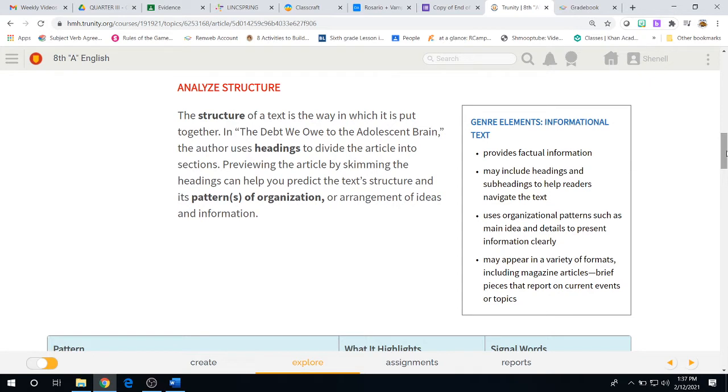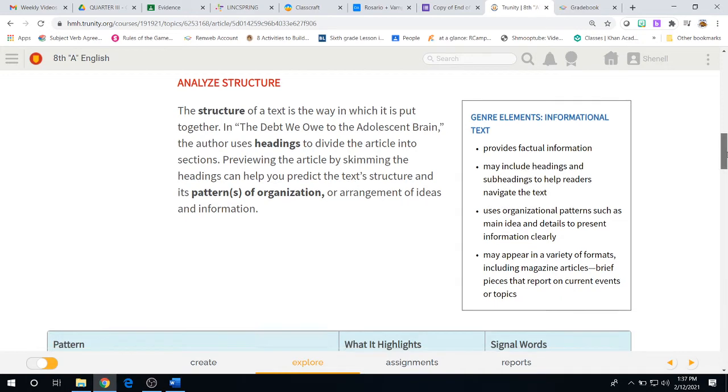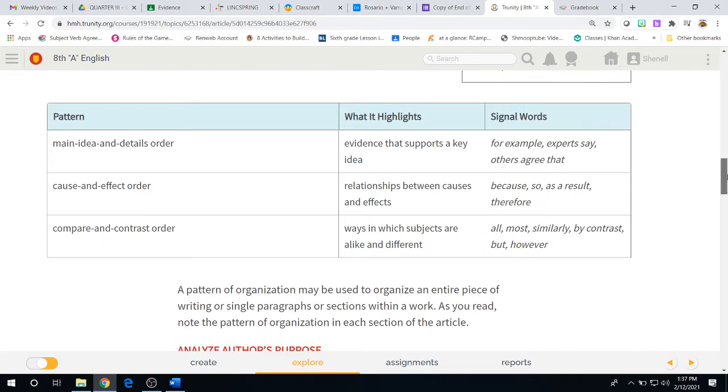The structure of a text is the way in which it is put together. In The Debt We Owe to the Adolescent Brain, the author uses headings to divide the article into sections. Previewing the article by skimming the headings can help you predict the text's structure and its patterns of organization, or arrangement of ideas. Here are a couple of patterns.